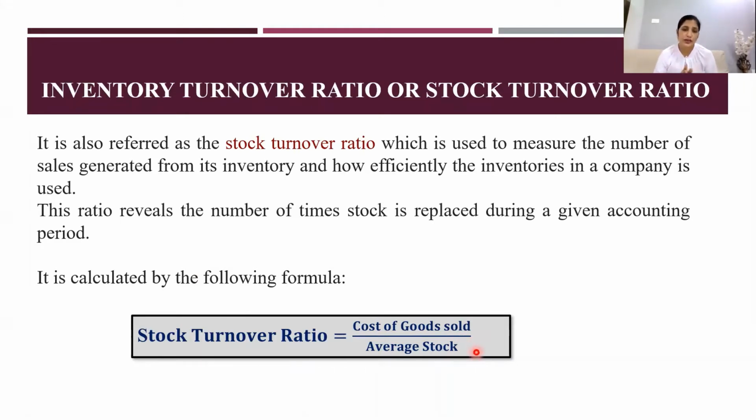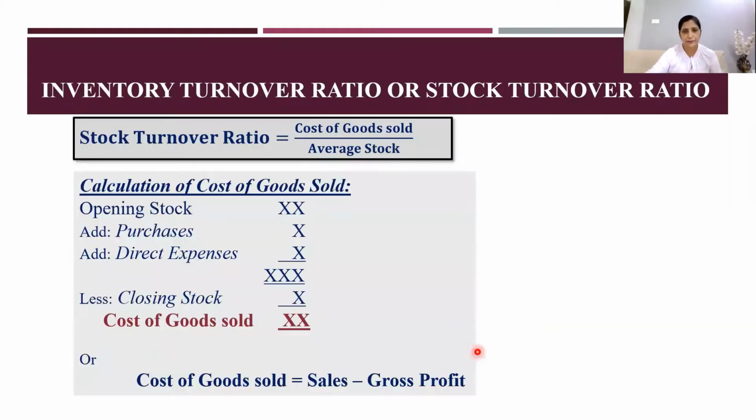Okay. So here, cost of goods sold, we are saying how much expense you are making for your sales, divided by the stock. That is the number of times you are using your raw material, you are replacing the stock. We will be studying that over here. So inventory turnover ratio or stock turnover ratio is equal to cost of goods sold divided by average stock. So what is cost of goods sold?